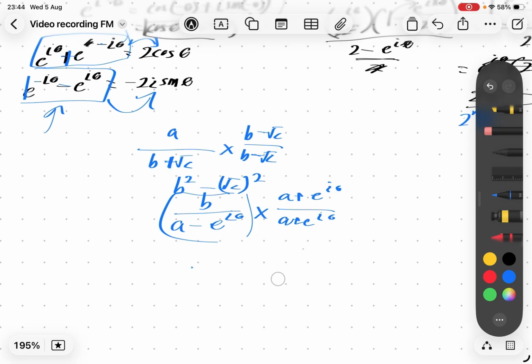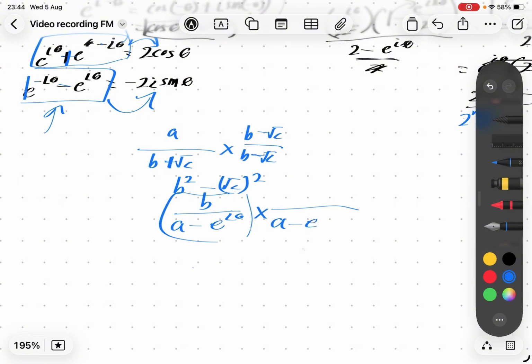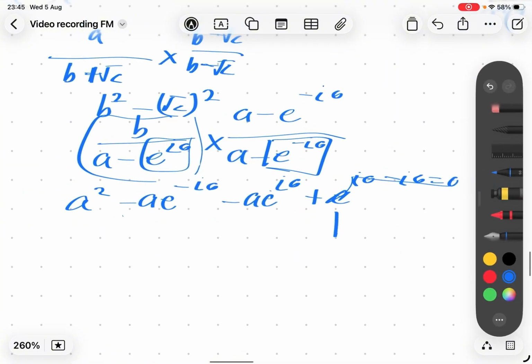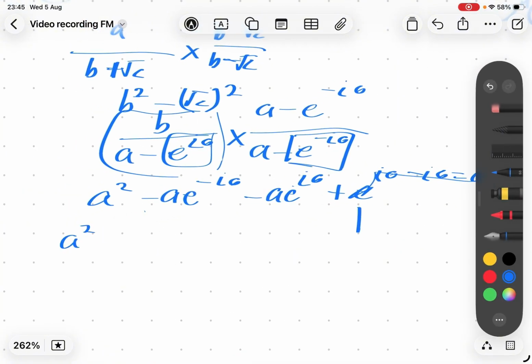So what I would do is I would say a minus e, but now it's negative the power. So at the bottom right, I'll get a squared minus ae^(-iθ) minus ae^(iθ), and these two is plus e^(iθ) minus iθ, which is equal to 0. So this whole thing will become 1.